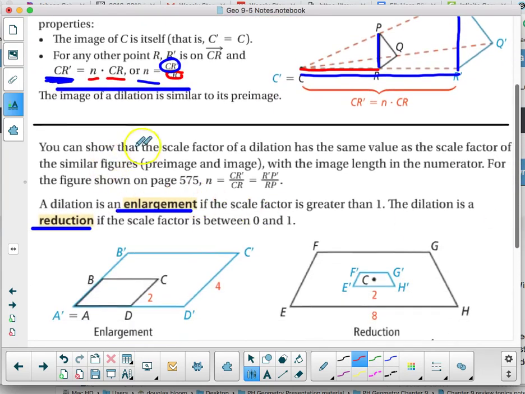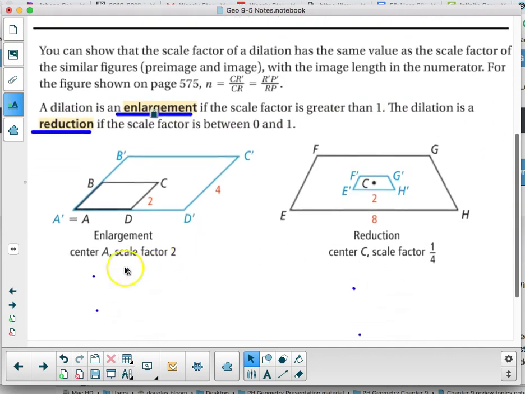You can show that the scale factor of a dilation has the same value as the scale factor of similar figures, pre-image and image, with the image length in the numerator and the pre-image length in the denominator. If corresponding points have the same scale factor, then I can say that they are similar. A dilation is an enlargement if the scale factor is greater than 1. The dilation is a reduction if the scale factor is between 0 and 1.